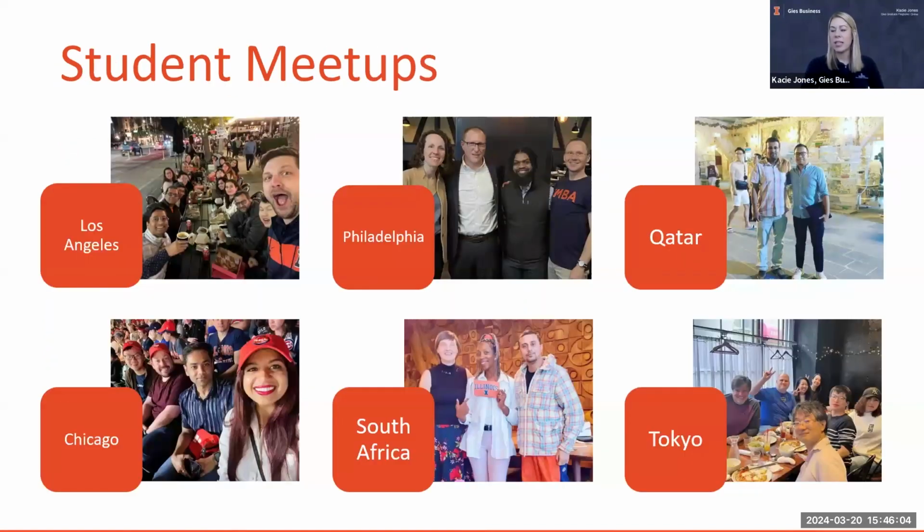And last but not least, a few snapshots of some of the student-led meetups. So again, just learners getting to know each other through the program and then connecting in person. So really nice. Ines, we're going to get you at that LA one the next time it happens.